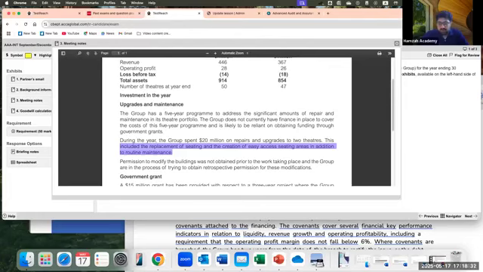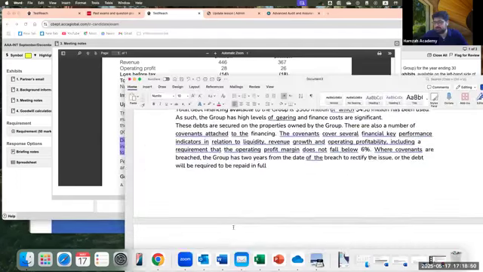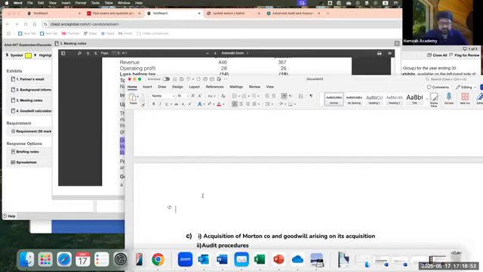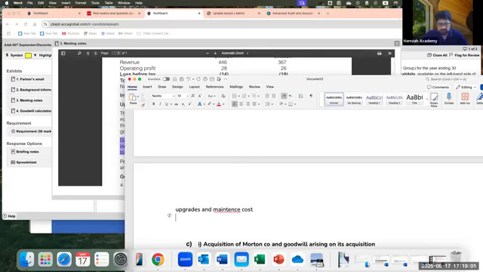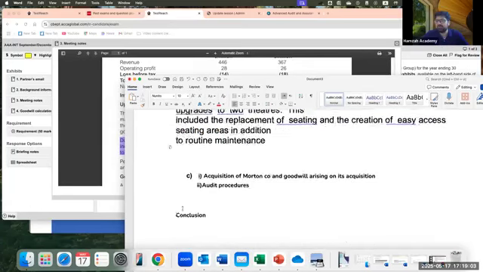Permission to modify the building was not obtained prior to working, and the group is in the process of obtaining retrospective permission for it. Okay, now let me copy it. Upgrades and maintenance cost. What is it? Upgrades and maintenance cost.